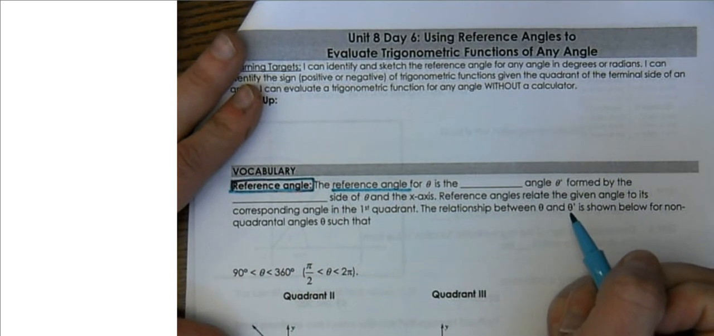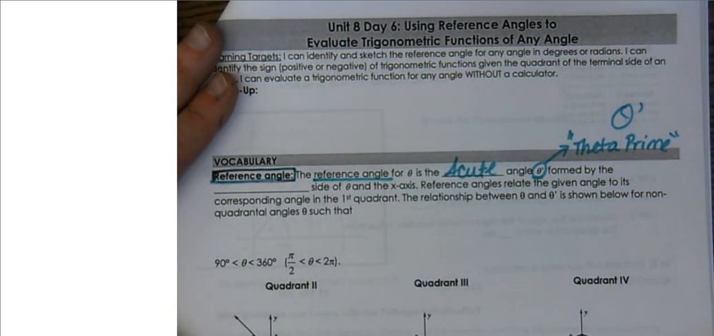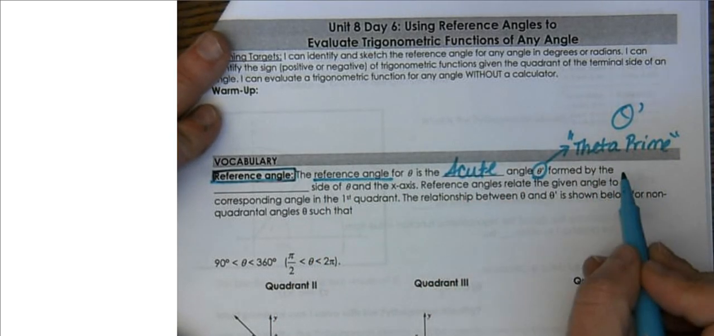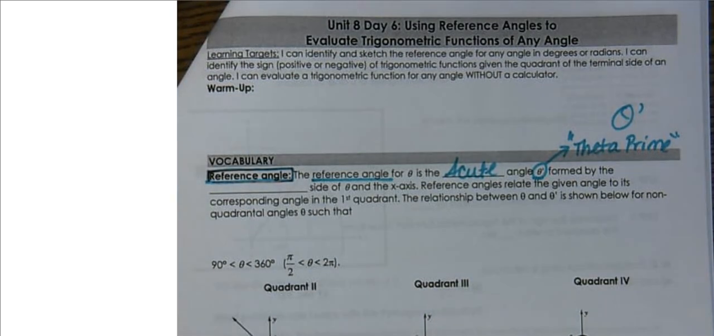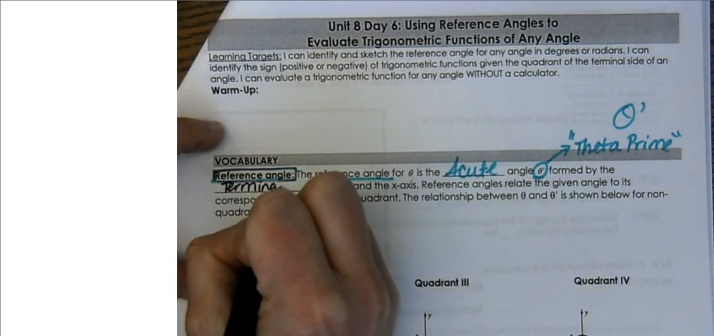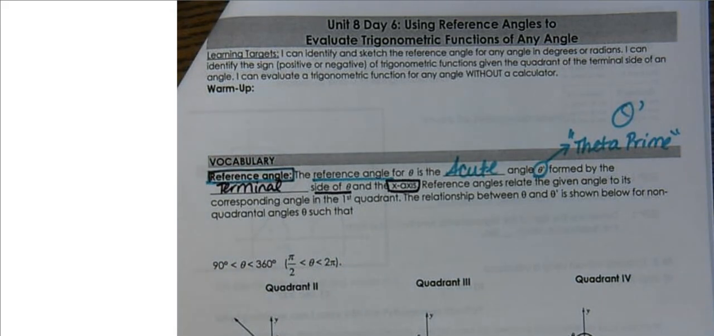The reference angle for an angle theta is the acute angle theta prime. We read this as "theta prime," and the way we write it is theta with an apostrophe. It is the acute angle theta prime formed by the terminal side of theta and the x-axis. It's very important that you note that it is with the x-axis. That is absolutely imperative.